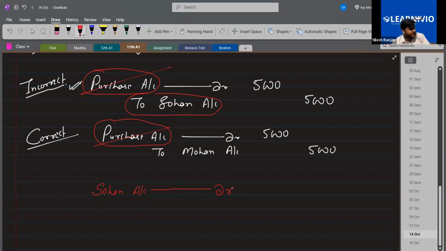Abdullah, is it clear to you? Yes, sir. Madhya?